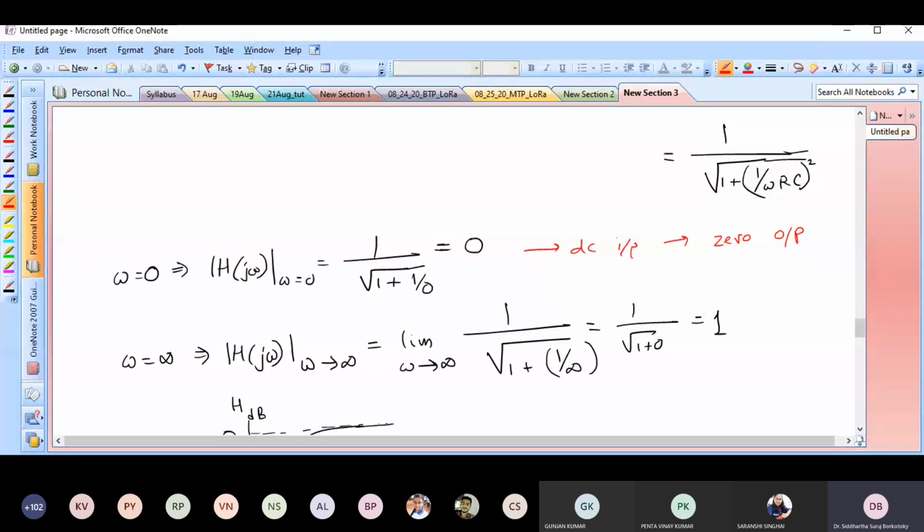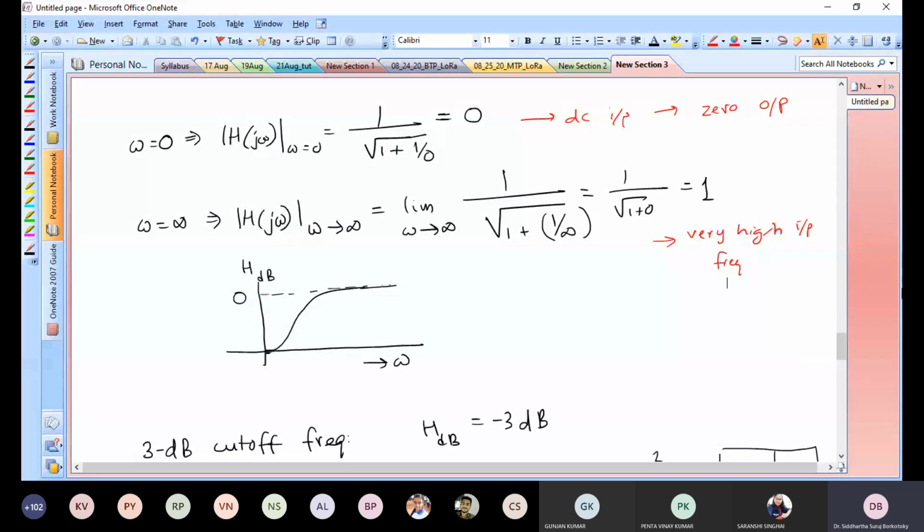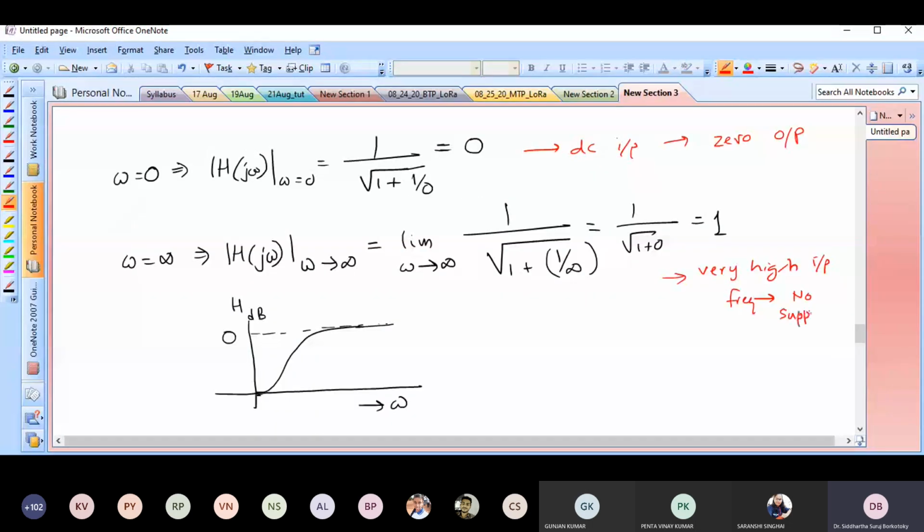So very high input frequency, no scaling. Okay, so basically what it means is no scaling, or for very high input frequency, no suppression. So if you supply a very high input frequency, then there is no suppression of the input. So whatever you apply at the input, you see that at the output.